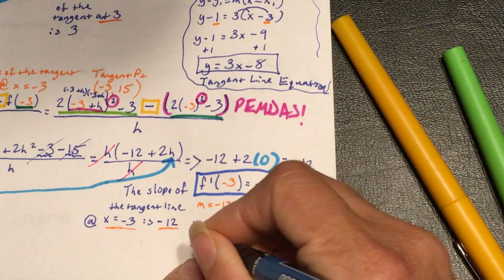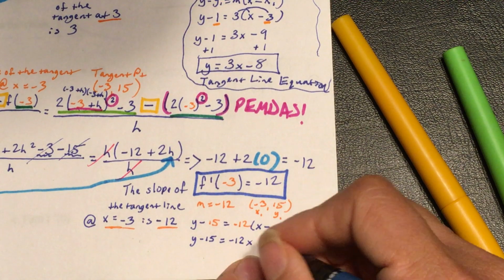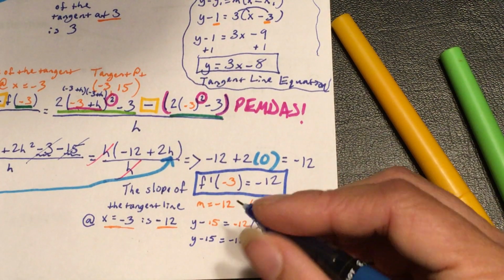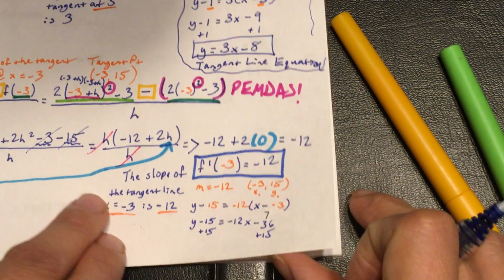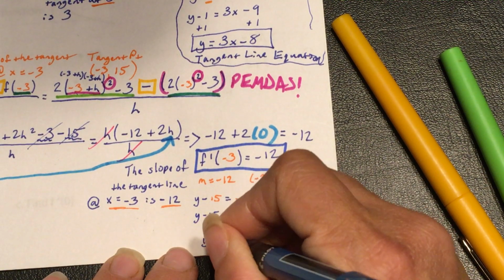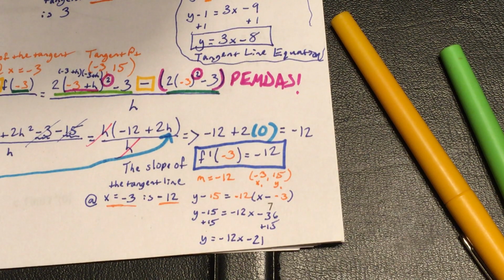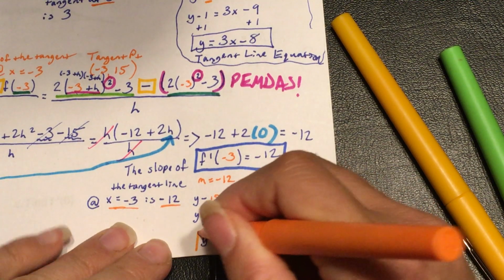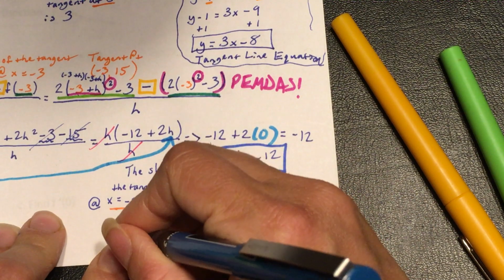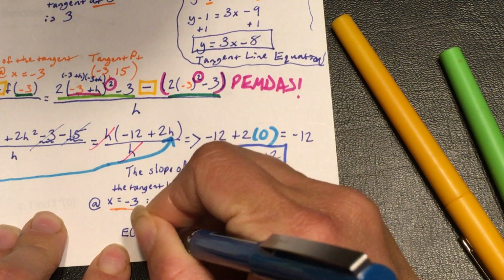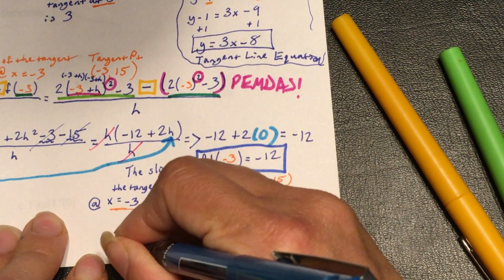So then we get y minus 15 equals negative 12x. That's plus 3 times negative 12, which is negative 36. And then add 15 to both sides. And we get y equals negative 12x minus 21. So this would be the equation of the tangent line.